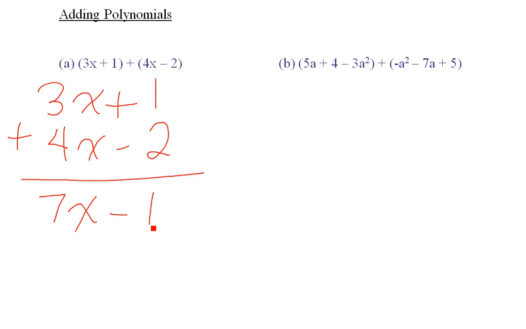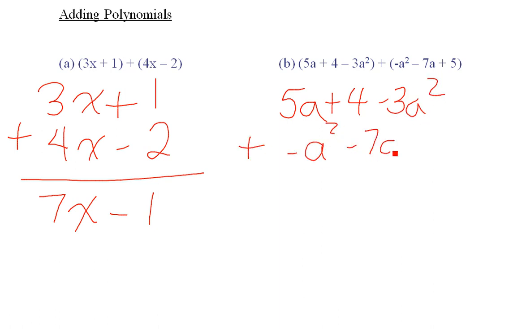So if we look at this next one, and if you haven't tried it, pause and give it a try with your partner. Same idea. We're going to put this together. We're going to say, what's 5a plus 4 minus 3a squared plus negative a squared minus 7a plus 5. Now what you're going to notice with this one is, ooh, our like terms aren't really lined up, but it still works kind of the same way.